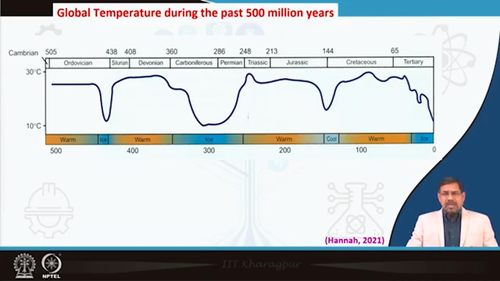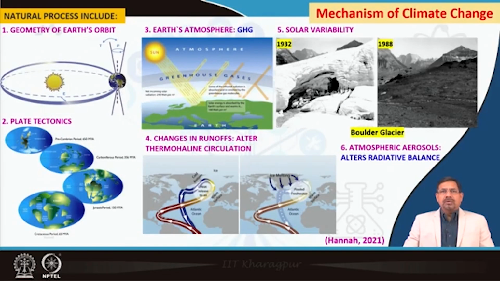So, history may be repeated, and from these evidences it says that history is always repeated. You see here, the lowering of this curve indicates some ice age or cool phases, whereas the upper end indicates some warm era, the interglacial periods. This is a very important curve that talks about the global temperature during the past 500 million years, and it has been taken from the book by Hanna, 2021.